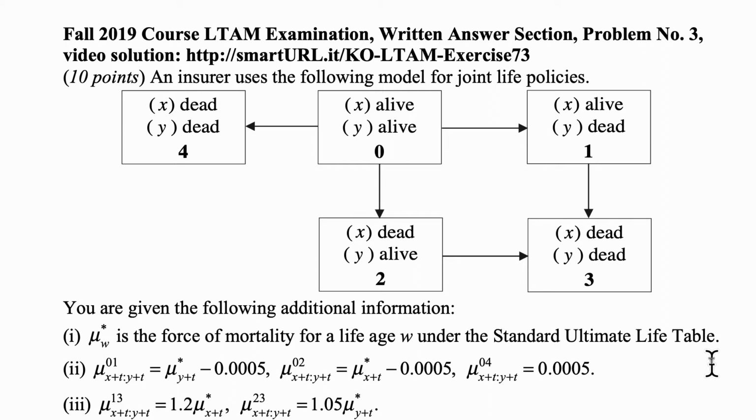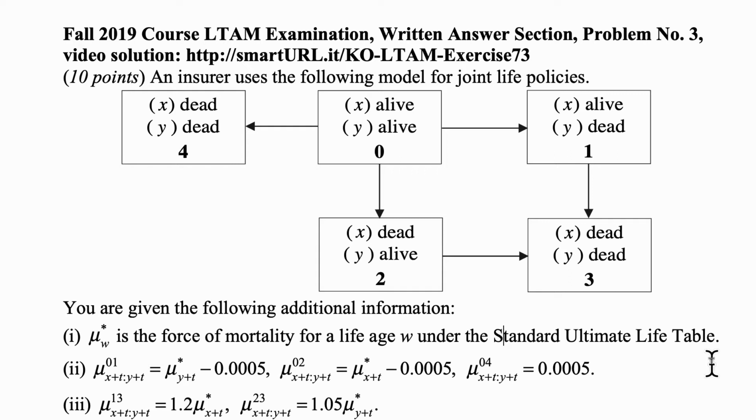0.005. And mu X plus T colon Y plus T 04, so the force of transition to death of both of them that happens simultaneously, is 0.005. Mu X plus T colon Y plus T 13, so the force of transition from State 1 to State 3, is 1.2 times mu X plus T star, so that's the force of mortality for life age X plus T in the standard ultimate life table multiplied by 1.2.